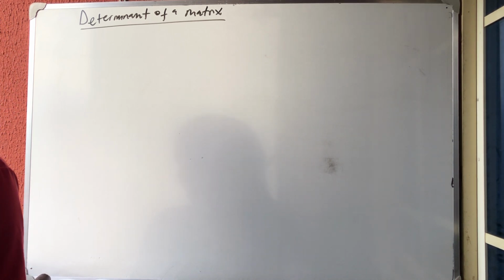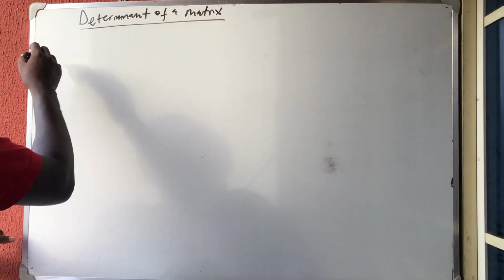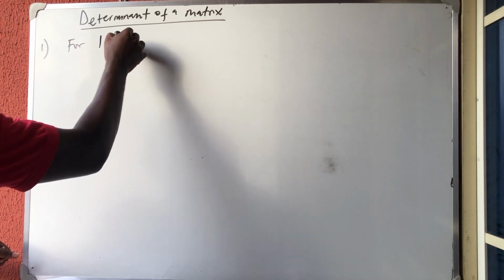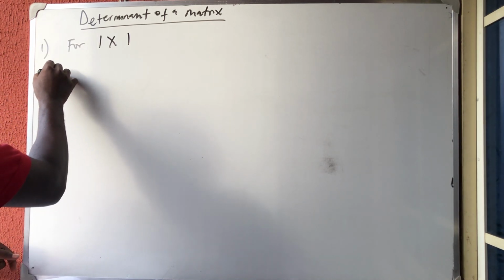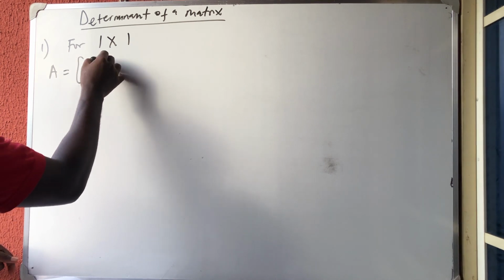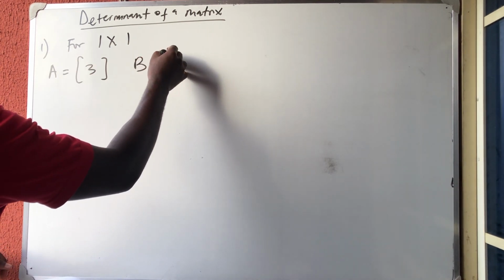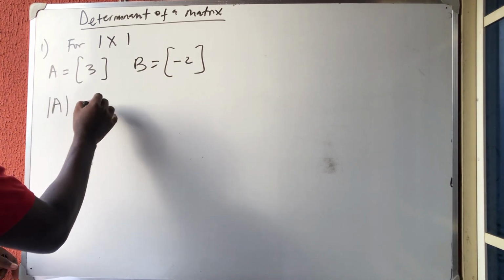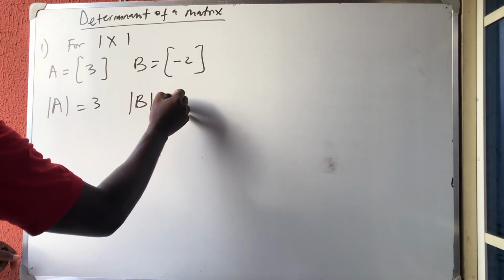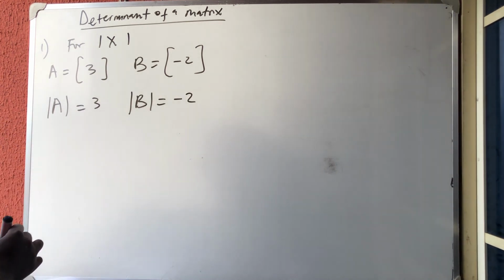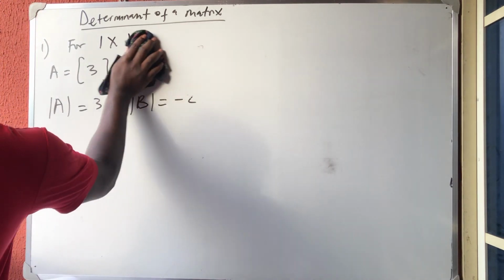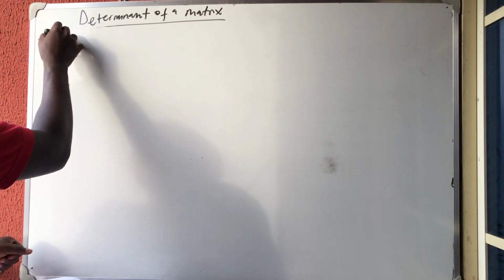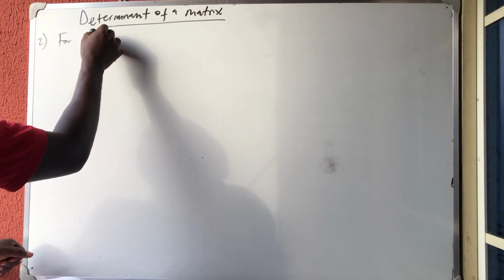Okay. So now, for one by one matrix, the determinant, if I have that matrix A, is simply 3. For example, matrix B is simply -2. The determinant of A, look at how we write it, is simply that 3. The determinant of B is simply that what? That -2. But in 2 by 2 matrix, we'll do it up to 4 by 4 matrix. So the second one is for 2 by 2 matrix.